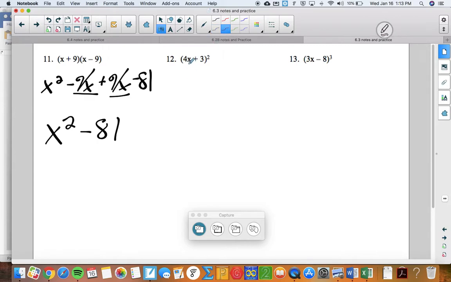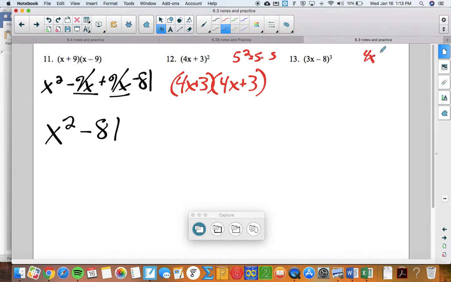Number 12, the trick is, remember 5 squared means 5 times 5. 4x plus 3 squared means 4x plus 3 times 4x plus 3. Do not confuse this with sprinkling. With sprinkling, you didn't have any plus or minus signs there. If the exponent was 2 here, you could sprinkle that to each of these factors. It's totally different than when you have more than one term in the parentheses. So this is how you do it.